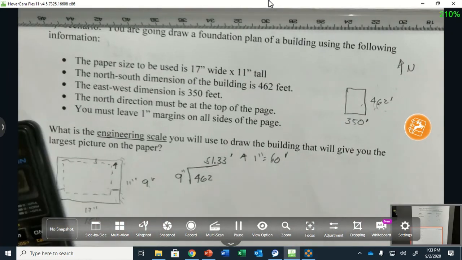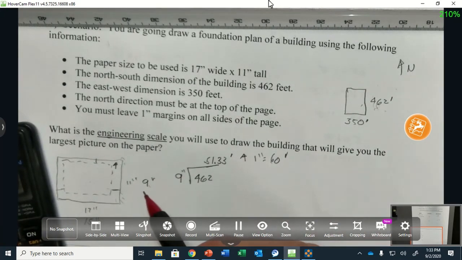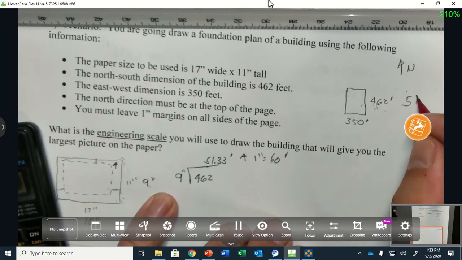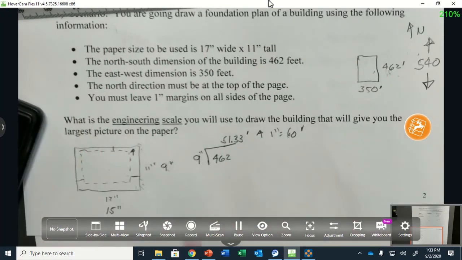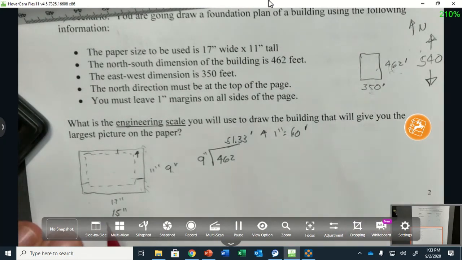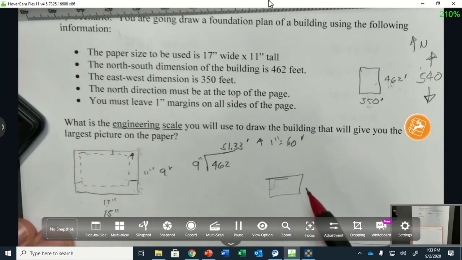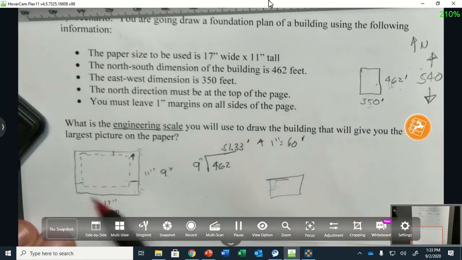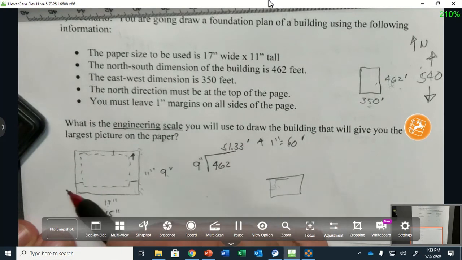Okay? So now if I take 60 feet, I can draw 60 feet per 1 inch of paper times 9. That means I can get 540 feet in here. Will that fit now, in between my margins? Yes. Okay? So I'm going to let you figure out the east-west direction and figure out what scale that is, and make sure you figure out that one. Now the trick is, unless you're doing a cross section, you will not change your scale from going horizontally or east-west to vertical.